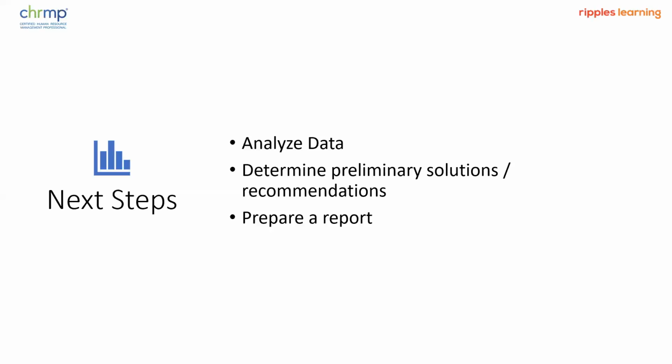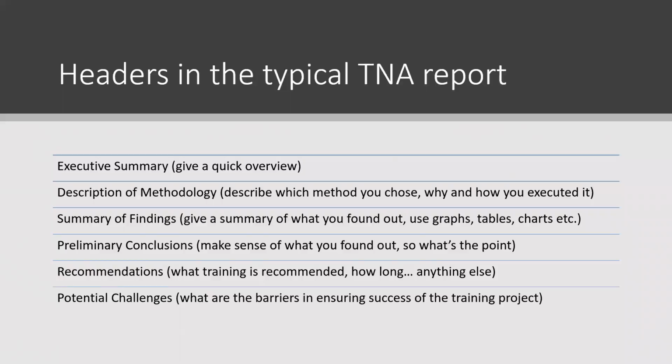And then finally, you prepare the report, and that captures everything you've done in your training needs analysis process. How do you prepare a report? I thought I'll just give you a quick overview. You can essentially have these following headers, these following chapters in your TNA report. You can start with an executive summary, just to give a quick overview of the findings of the entire training needs analysis process that you have undertaken.